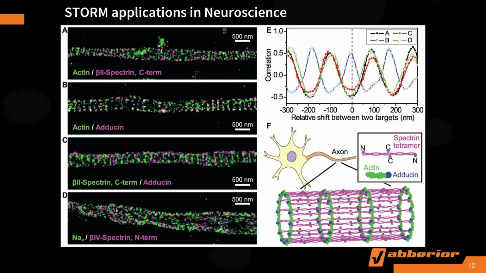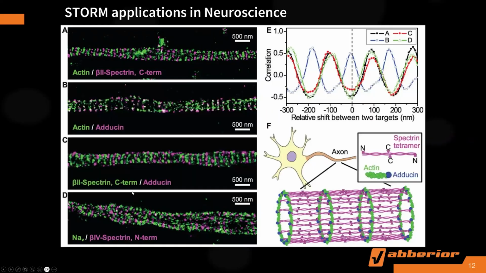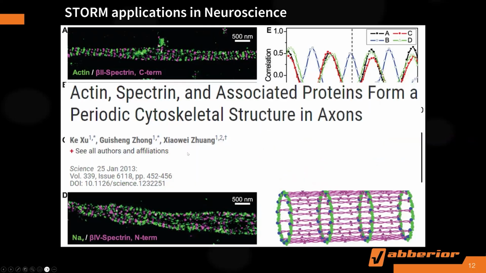So this was the first paper using a very complicated dual objective STORM method. It's a methodology paper published by Xiaowei Zhuang, who actually invented STORM, in Science in 2013, and tried to resolve the structure of the actin and its capping protein called adducin, and the scaffold protein called spectrin, and how they formed a periodic arrangement of actin in the neuronal axon. So it's a methodology paper published in Science in 2013.